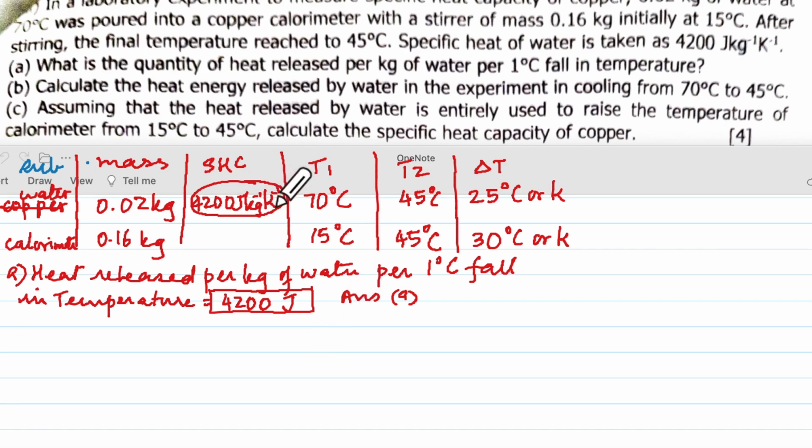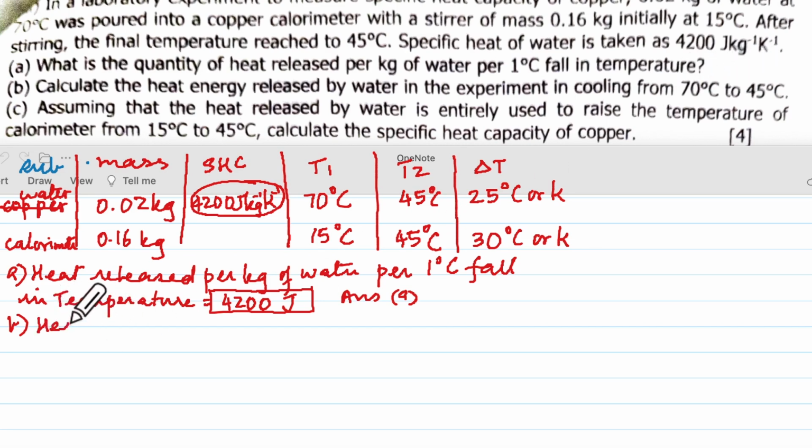If I talk about the degree fall in temperature, 4200 joules will be released by how much? 1 kg of water to lower its temperature by 1 degree C. Okay, so this was your first part. Calculate the heat energy released by water in the experiment for cooling.